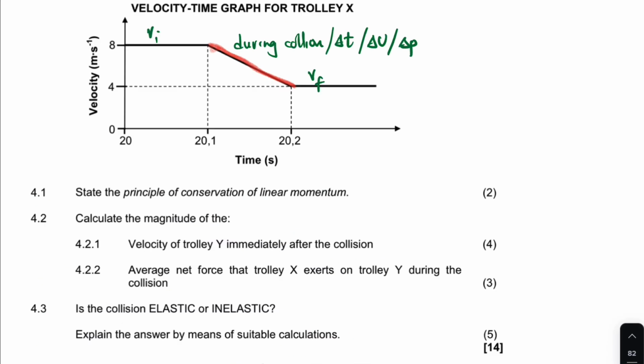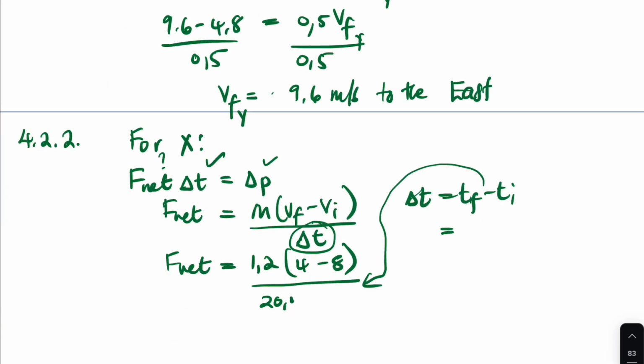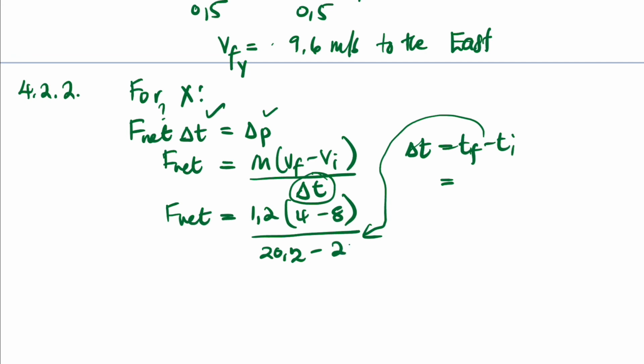Let's look in the graph. So this is the t initial and this is t final, right? So we can say the t final minus t initial, we can put it here. So we'll say 20.2 minus 20.1, that will be 0.1. So if we punch that in the calculator, the answer there will be negative 48 newtons.